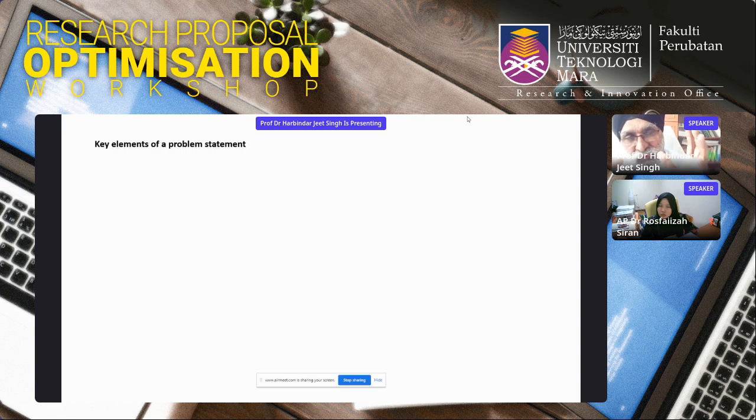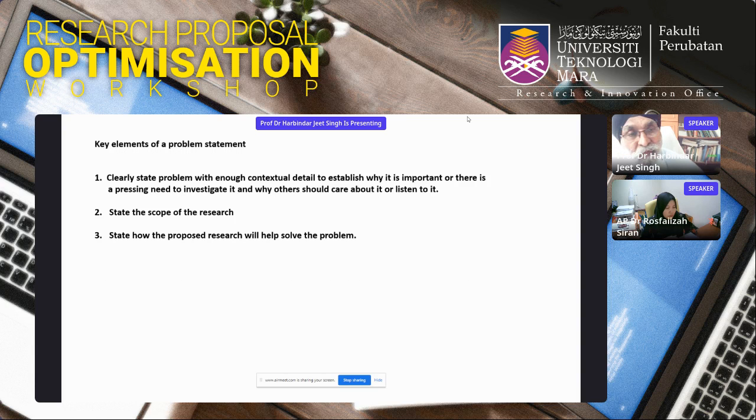What are the key components? What are the things that you need to include in a problem statement? What are these key elements? One, of course, is to clearly state the problem. So it must have the problem clearly stated, with enough contextual detail and enough supporting evidence, if you like. Of course, a lot of it will be in the background review that you're going to do, but still here you need to have some evidence to show that there is a problem. And you want to establish why it is important, or that there is a pressing need, if you like, to investigate it.